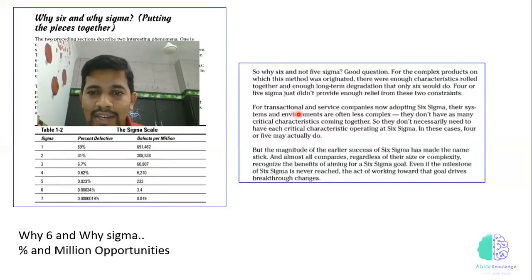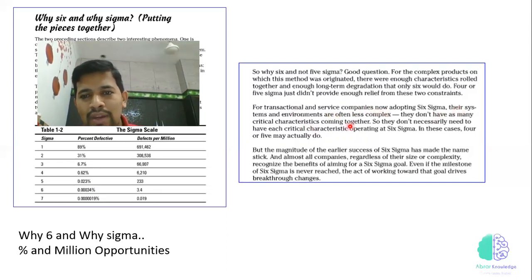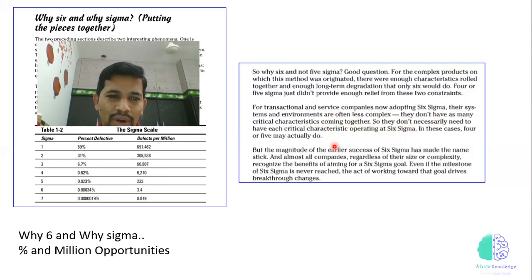For transactional and service companies now adopting Six Sigma, their system and environment are often less complex. They don't have many critical factors, critical characteristics coming together. So they don't necessarily need to have the critical characteristics operating at Six Sigma. In these cases, 4 or 5 Sigma can do if it is transactional service.